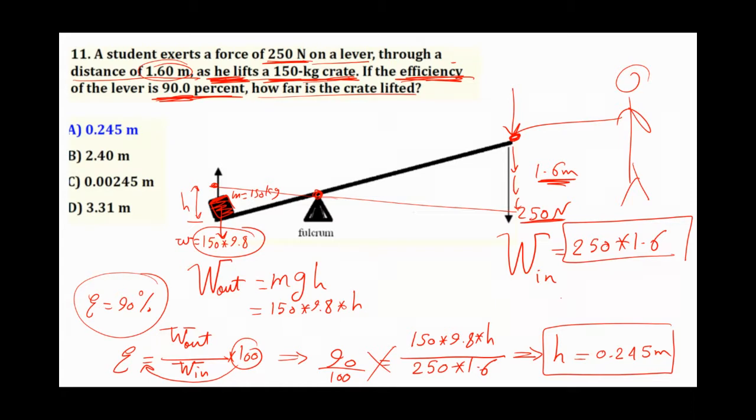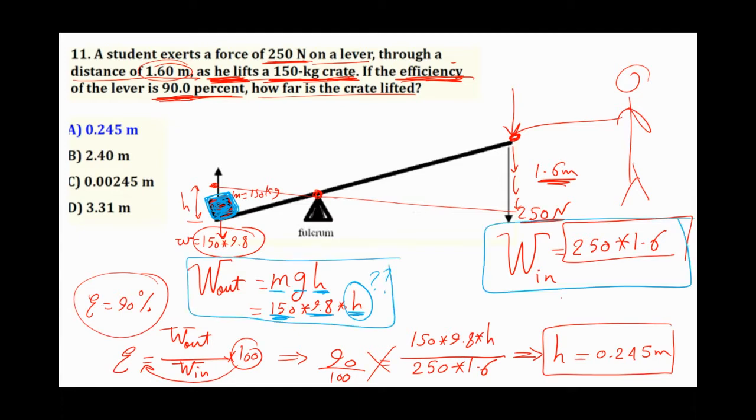What is the work on the other side? The output work here is what? There is a mass, and you lift this mass up. So the work done on the box to lift it up is mgh, which is the work done against gravity, as we discussed. Mass is 150, g is 9.8, h we don't know. We need to find this h. So this is the output work. Now we know the input work and the output work.